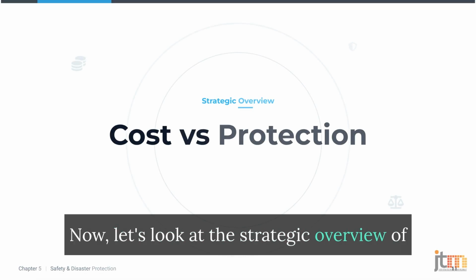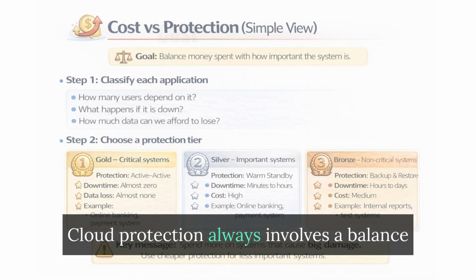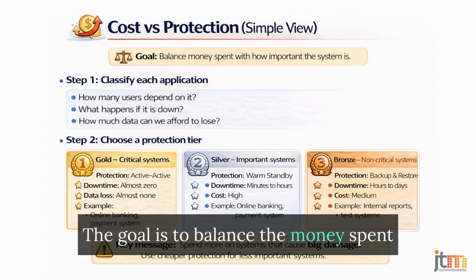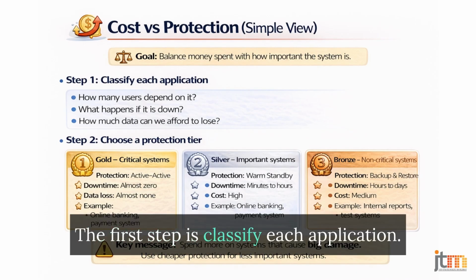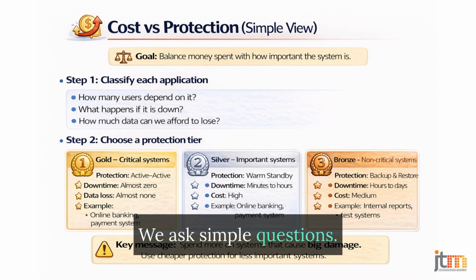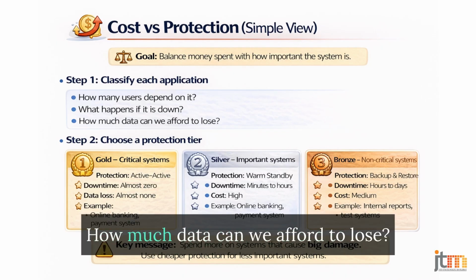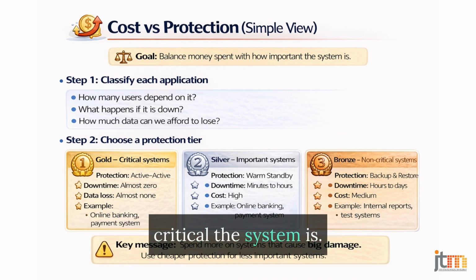Now let's look at the strategic overview of balancing cost versus protection. Cloud protection always involves a balance between cost and protection. The goal is to balance the money spent with how important the system is. The first step is classify each application. We ask simple questions. How many users depend on it? What happens if it is down? How much data can we afford to lose? These questions help us understand how critical the system is.